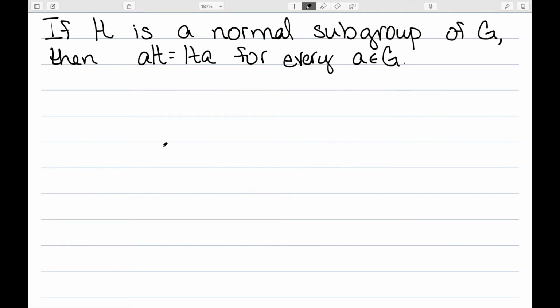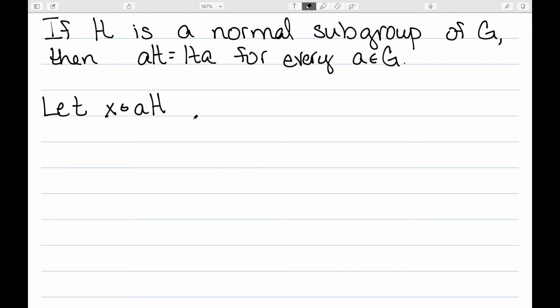If H is a normal subgroup of G, then the left coset aH is equal to the right coset Ha for every element a in G. In other words, for a normal subgroup, there's no distinction between left and right cosets. So let's see if we can prove this.